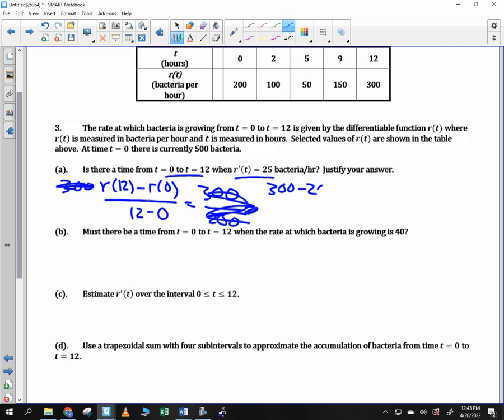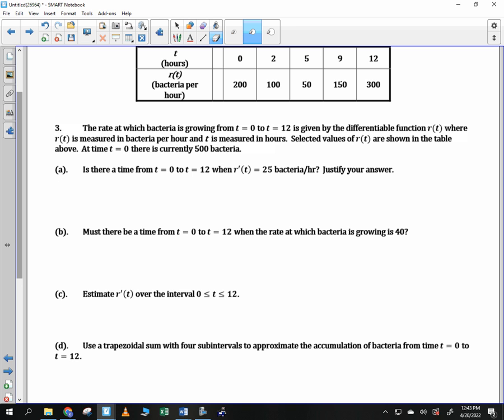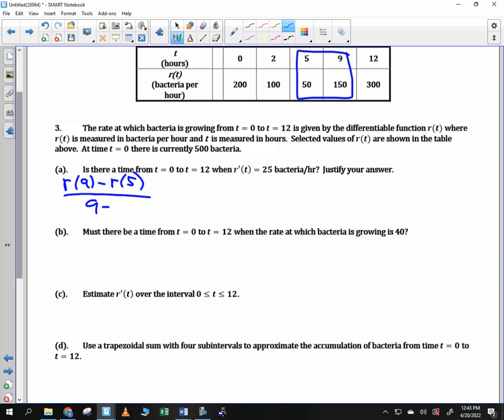300 minus 200 over 12. And do you get 25? You don't. So let's look for another category. Is there any spot up here where you see that the rate of change is 25? How about right there? What if we would go r of 9 minus r of 5 over 9 minus 5? What is r of 9? Minus 50 divided by 4. I got 100 divided by 4, which is 25.